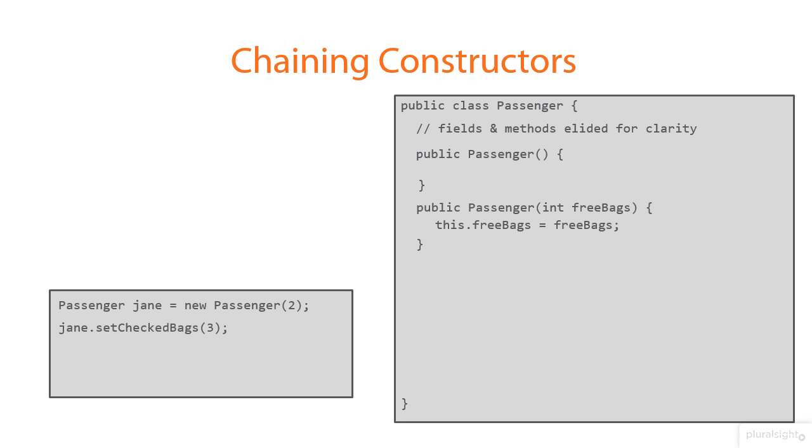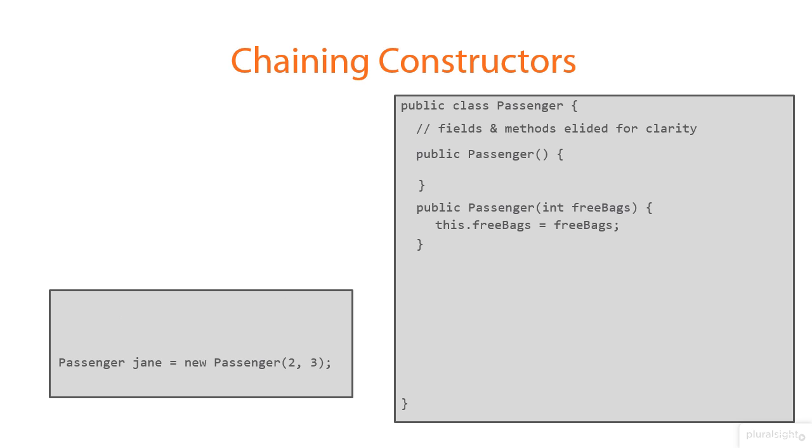And then we can call that method set checked bags to set how many bags she's checked. Now, if we find this is a scenario that comes up a lot, where we create a passenger who has a number of free bags and a number of checked bags, it might make sense to introduce another constructor that allows us to combine those operations. So we can go ahead and create a passenger and in one call say that they can have 2 free bags and they've checked 3 bags. Writing a constructor like that is really straightforward. We just introduce another public passenger with 2 integer arguments, one for free bags and one for checked bags.